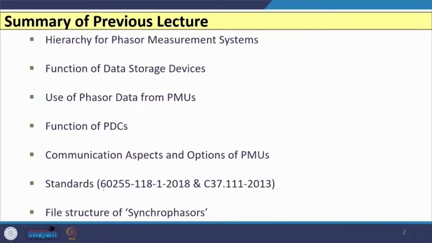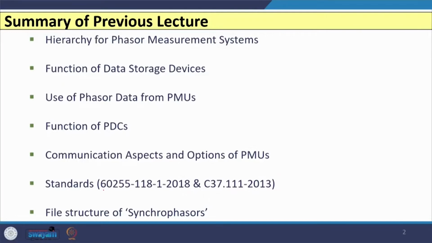Hello friends. So, in the previous lecture we have discussed the hierarchy of phasor measurement systems, and then we have discussed the function of data storage devices and use of phasor data for phasor measurement units, and we have also discussed the function of phasor data concentrators and super phasor data concentrators. After that we started discussion with the communication aspects and options available for phasor measurement units, and based on this we have discussed that basically two standards are available.